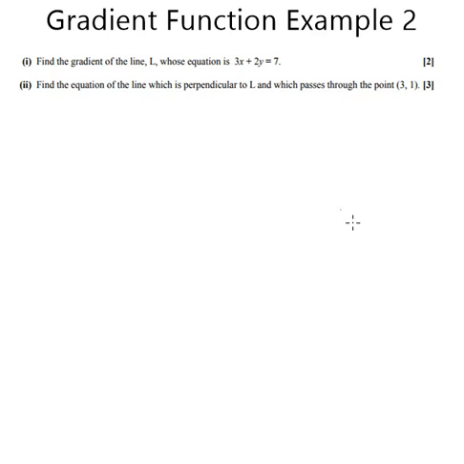Okay, so in this video, we're going to be going through question 3 on the question sheet. So in part I, it says find the gradient of the line L, whose equation is 3x plus 2y equals 7. Okay, so in this equation then, there are no x squareds involved. There are only x's and y's. As a result, we know this is a linear graph. So anything that just contains x and y is a linear graph.